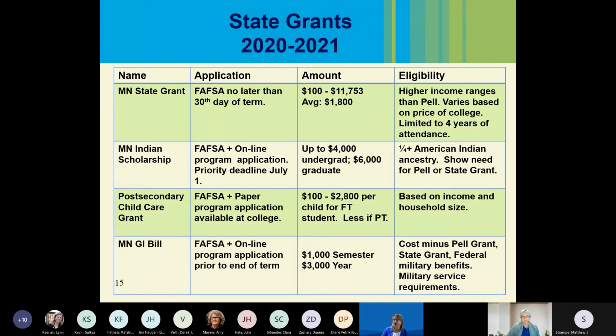Next, we have the state grants. The Minnesota State Grant: if you're a student going to a Minnesota college, the student could be eligible for the Minnesota State Grant, depending on income levels. There's an Indian Scholarship, and a post-secondary child care grant for those students who have children and are going to college. It helps pay for those daycare costs. And the Minnesota GI Bill, if there is anyone who is maybe doing the National Guard, the GI Bill is available for those students.